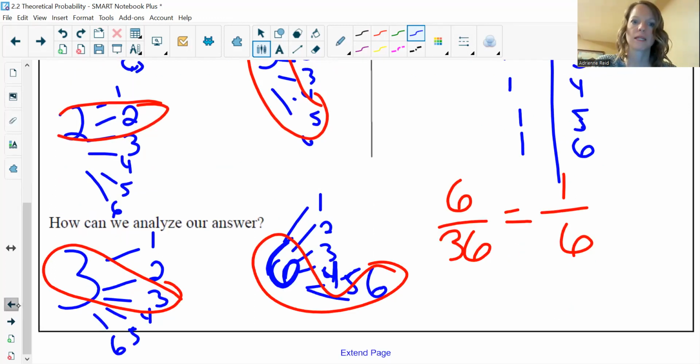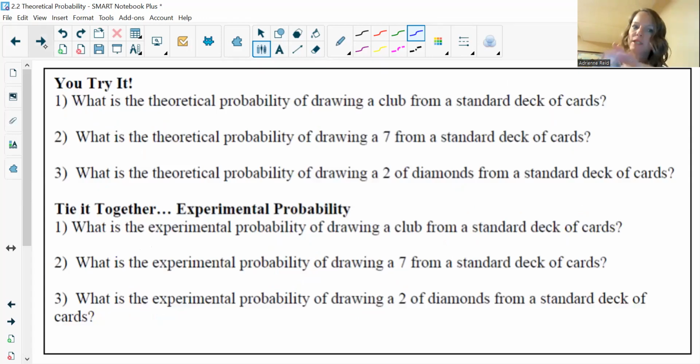Okay, that's all in theory. But now let's compare them. Are theoretical and experimental the same? Are they close? Are they quite different? How do they relate to each other? So in theory, what's the probability of drawing a club from a standard deck of cards? Well, we've kind of thought this through already, but clubs, there's 13 clubs out of 52, or clubs is one suit out of the 4 that exist in the standard deck of cards. So it's just 1 out of 4.